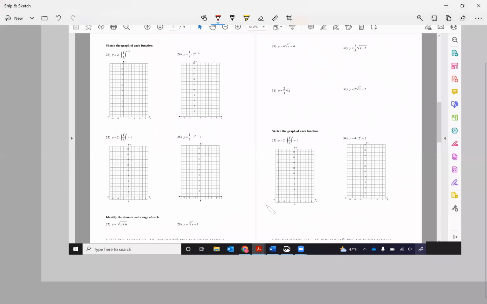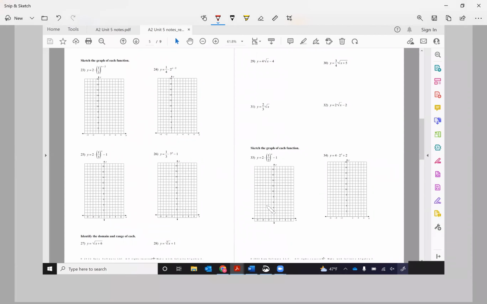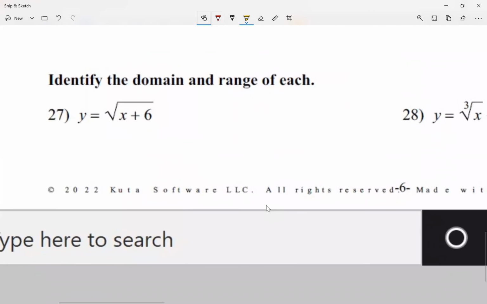Today we're going to be talking about domain and range. So questions 27 through 32. Domain and range are very, very important words that we use in mathematics. I know they're new for us today. So identify the domain and identify the range.